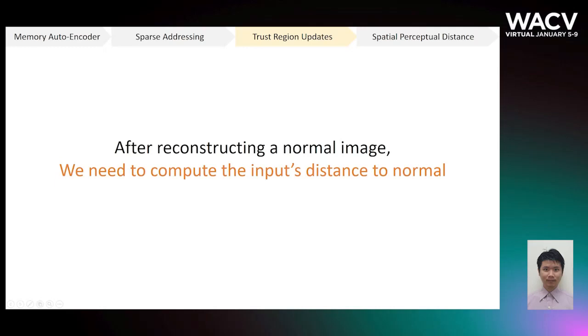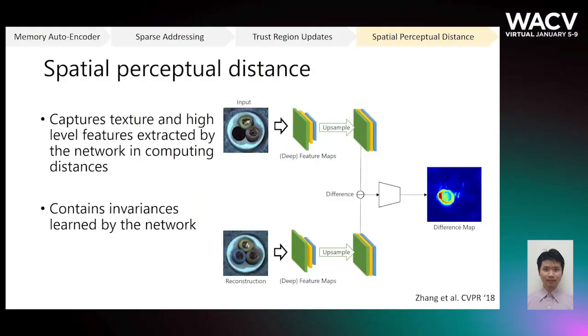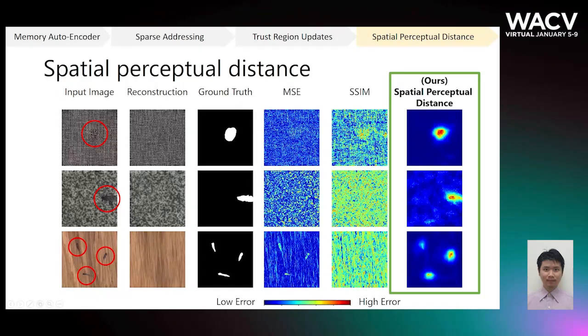After reconstructing a normal image, we need to compute the distance to normal. We observe that shallow distance functions such as MSE and SSIM are too sensitive to slight shifts and inaccuracies in the reconstruction. This is problematic when we are after texture similarity rather than exact reconstructions. We instead use differences of deep features to compute the distance, allowing us to capture texture and other high-level features. It also contains invariances learned by the network, making it more suitable for texture similarity. We could observe that our spatial perceptual distance assigns large differences on defective regions while assigning low differences on normal regions.